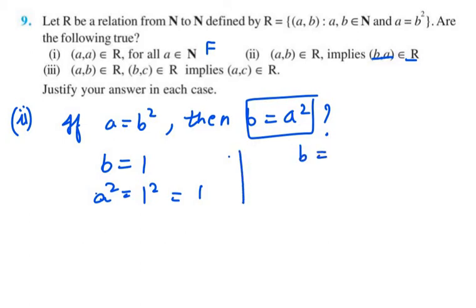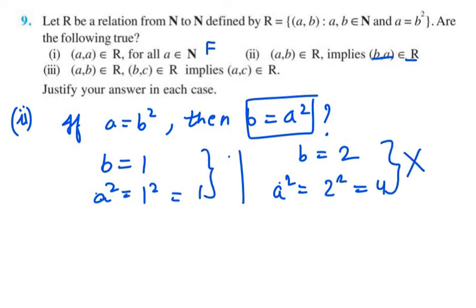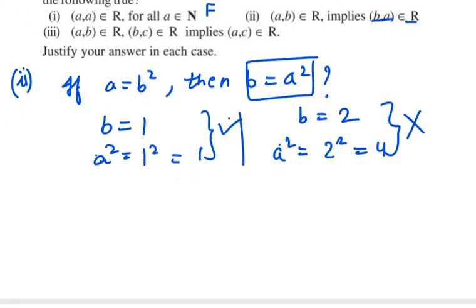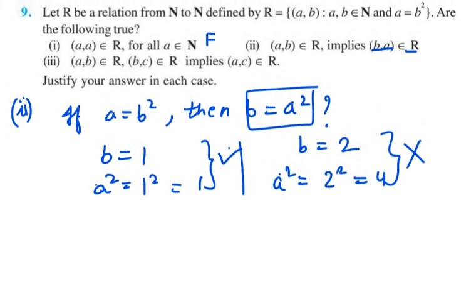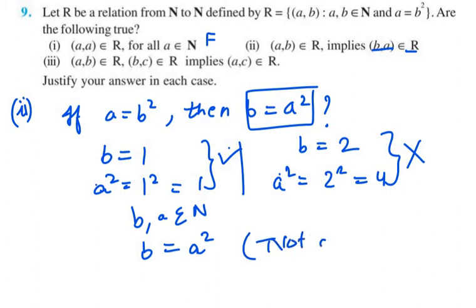Now suppose I take b value as 2. My value for b square or a square will be 2 square, which is 4, which is not equal. These two are not equal, but these two are equal. So in some cases again it will be true, but not for all. Therefore we can say that this is not always true. So in this case you can write that (b, a) belongs to N, but in this case b is not equal to a square. This is not always true. So therefore the statement is false in this case again.